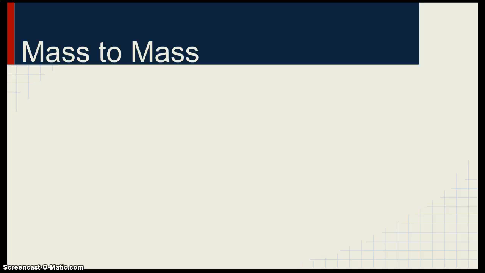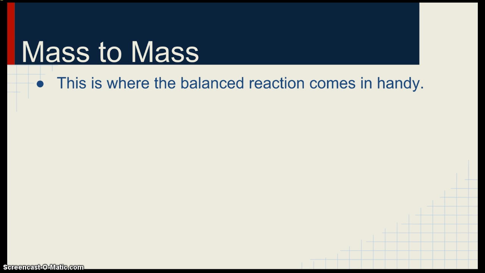A mass-to-mass conversion. Now this to me is where chemistry starts to get really cool, because we can go from mass of reactants to mass of products, or take the mass of one reactant and find out how many grams of another reactant we need to react with it. In order to do this, you will need a balanced reaction. It's going to be a three-part problem.